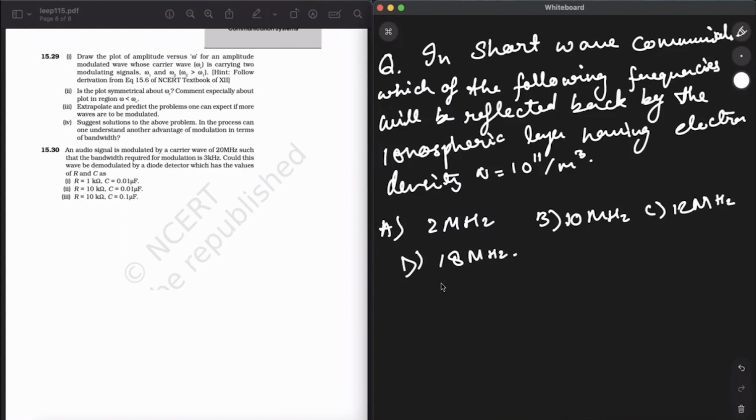Okay, so try it yourself and then see the solution. For it, I'll give you, just simply write this formula: 9 N max to the power of 1 by 2. This was the formula, right? And this was FC max.